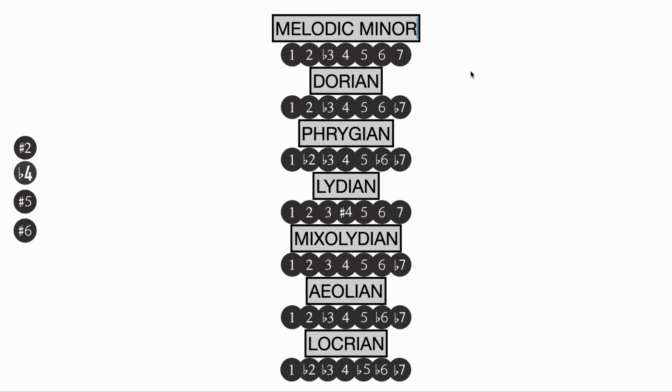Now in classical theory, the melodic minor scale is ascending this, descending a natural minor scale. For the purpose of this video, we're just going to talk about it as a specific set of notes, and that's 1, 2, flat 3, 4, 5, 6, 7.